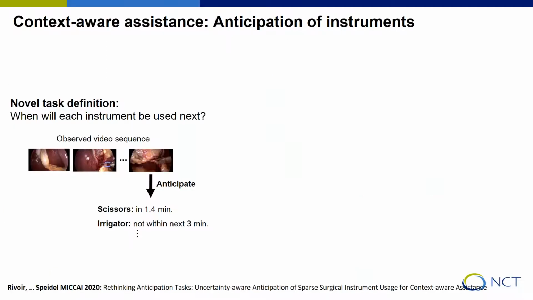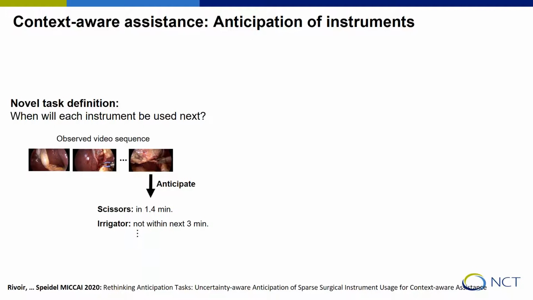And a next example is anticipation of tasks for surgical assistance. So for example, for human-machine cooperation, we need to know what the next task will be. And we looked at anticipation of surgical instruments from video data. So we formulated it as a joint regression and classification task, and we predicted the time until a certain instrument occurs in a defined time horizon.